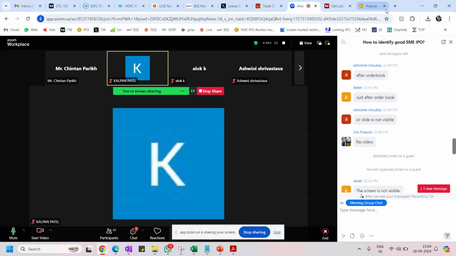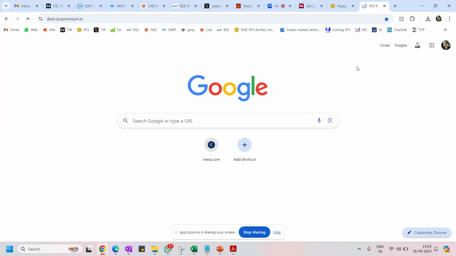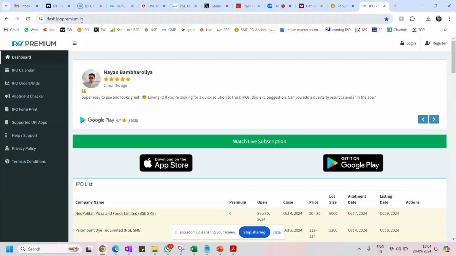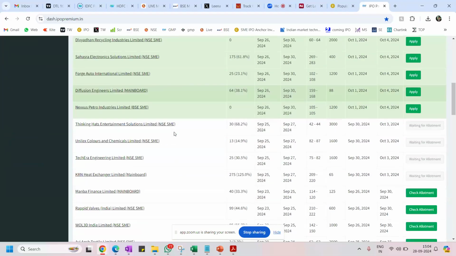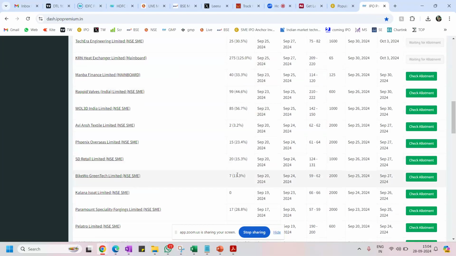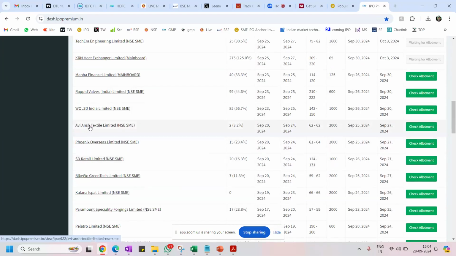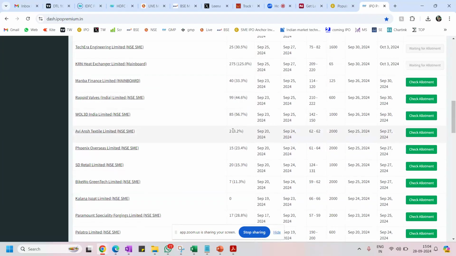Now, just to show you, there are a few sites you can use to look at the GMP. But again, use this as a barometer. One is called IPOpremium.in. You can use this grey market premium, but it is not always correct. You have to use your own wits to decide whether you want to apply for an IPO or not. For example, Avi Anshai said, I'm not going to apply, and it opened a little bit higher than 2 rupees premium. I think it was 9 rupees or something.